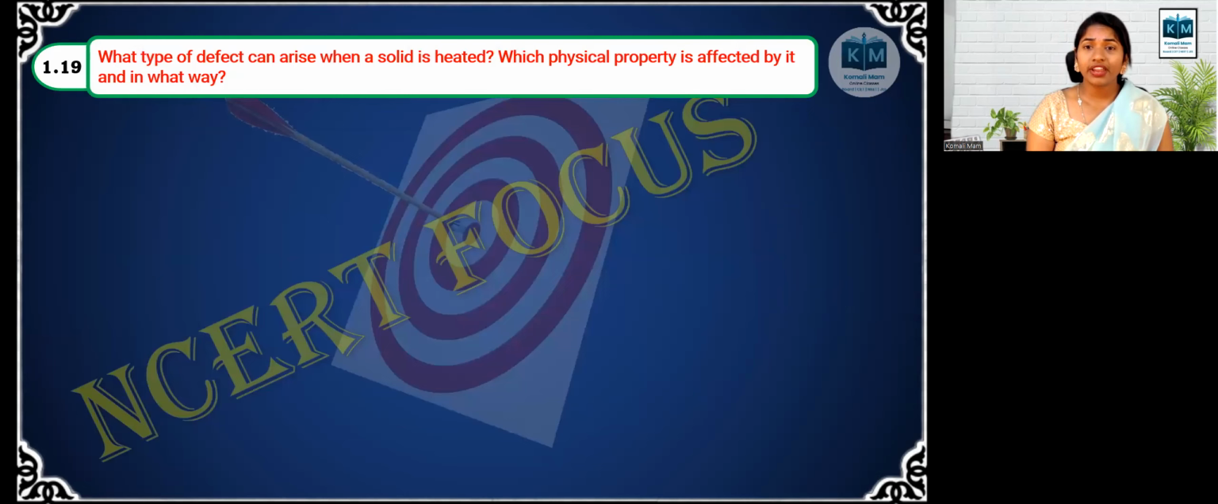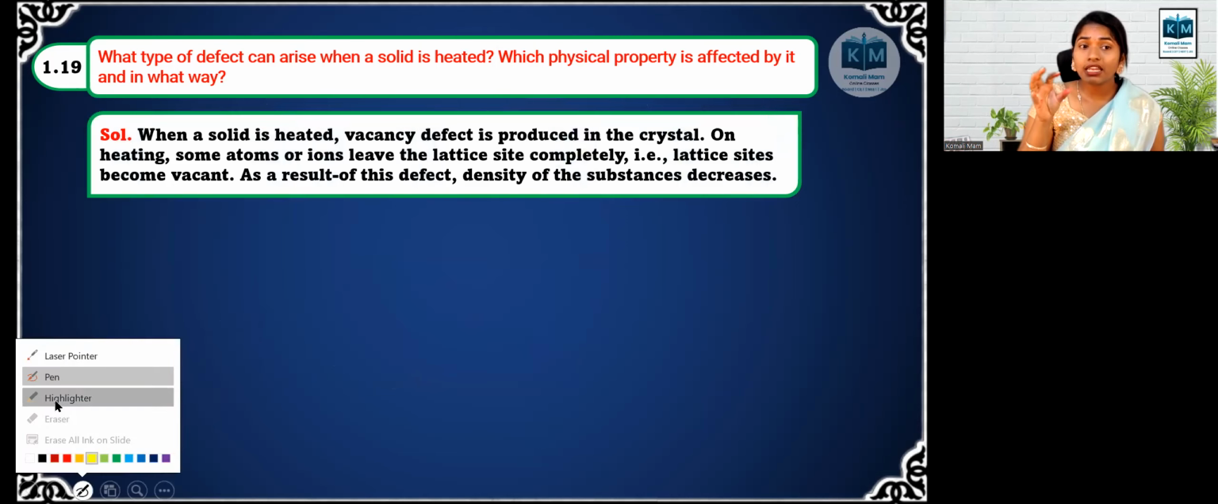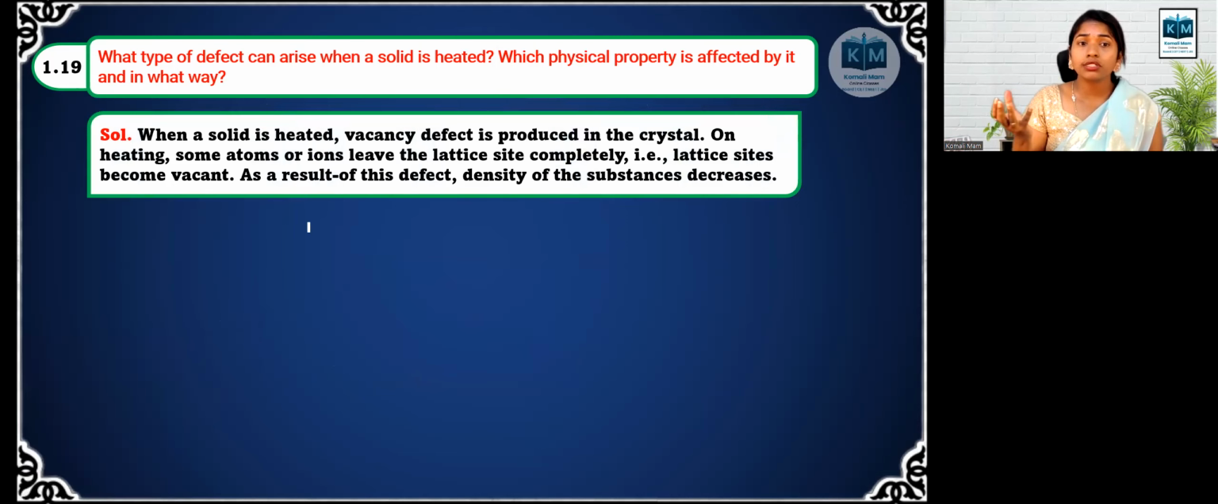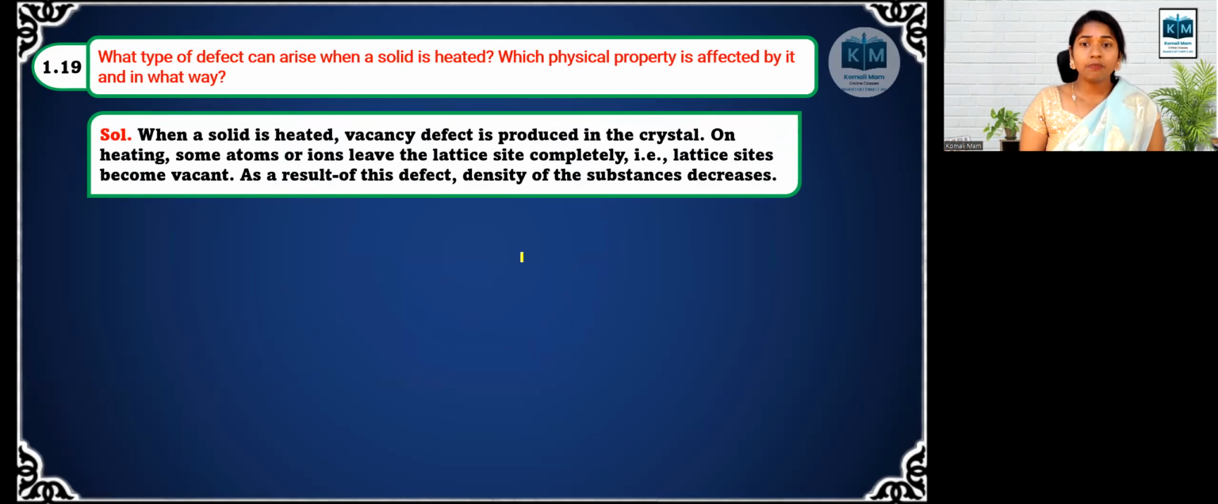What type of defect? Same thing, substituting in the formula and solving. What type of defect can arise when a solid is heated? Actually, when a solid is heated, some particles go out of the unit cell. Then vacant spaces are created. That's why this defect is called vacancy defect.